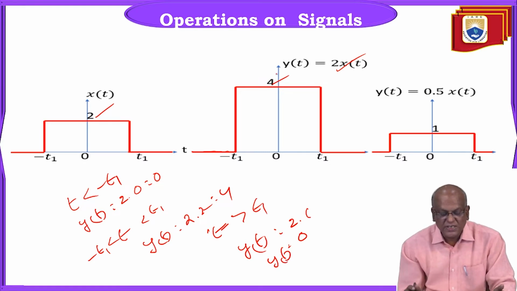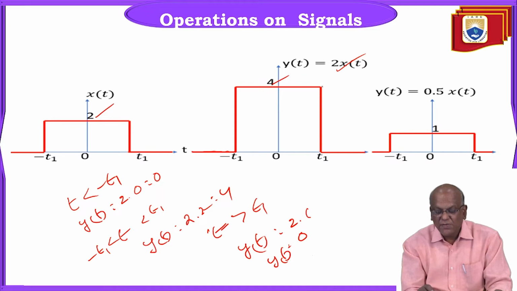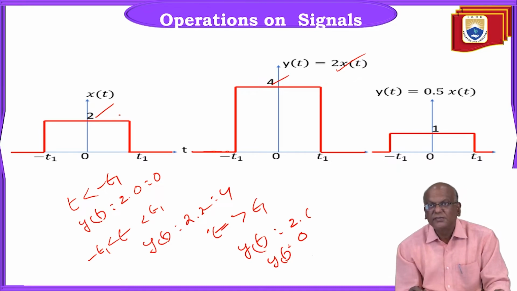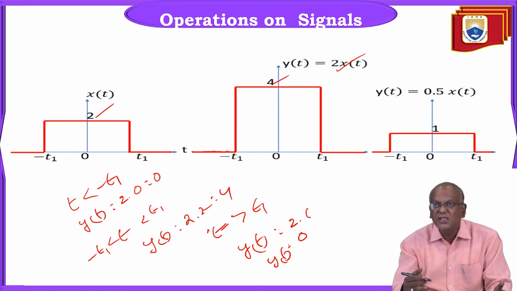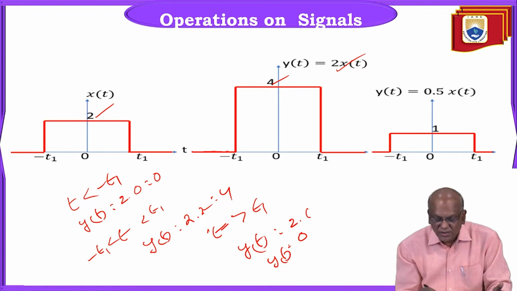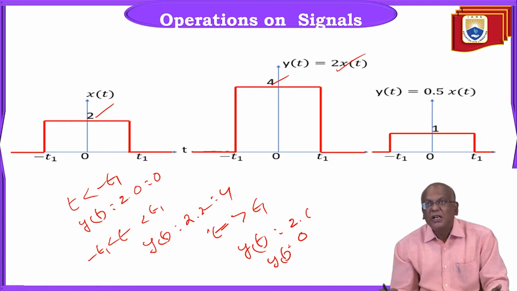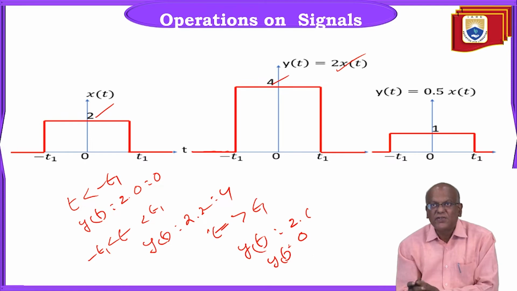You observe that in this case, the amplitude of y of t is an amplified version of the x of t. The amplitude of the signal is increased by a factor of 2. This is about y of t being an amplified version of the x of t.